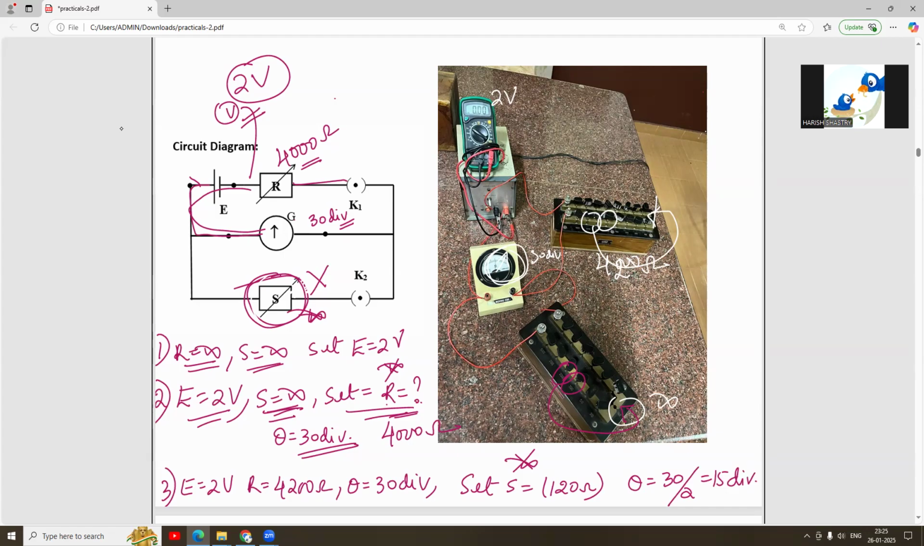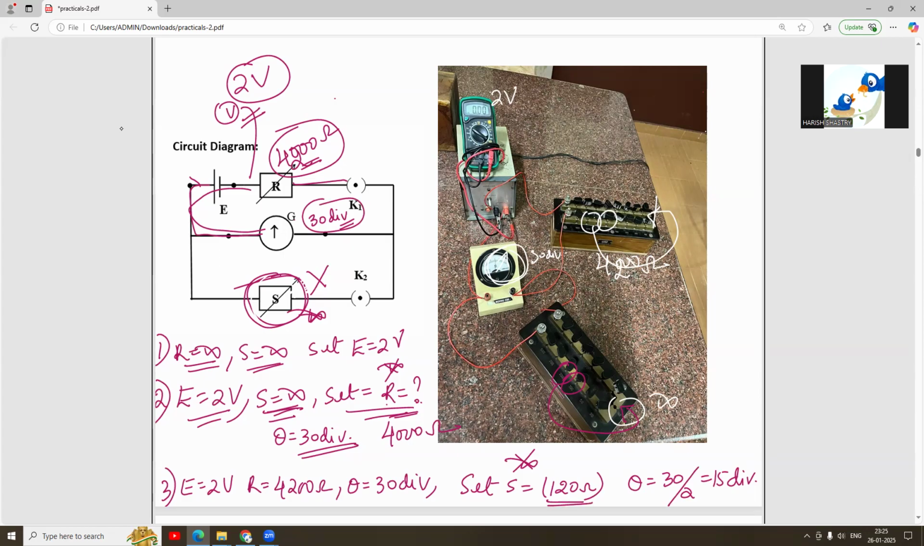It falls to half of the previous case. Sir, why does it fall to half of the previous divisions? We didn't change R. We have kept 4,200 only, and the division was 30. As soon as you change S from infinity to some resistance like 120 ohm or so, why has this division fallen to 30?